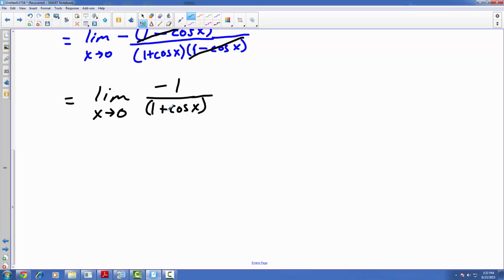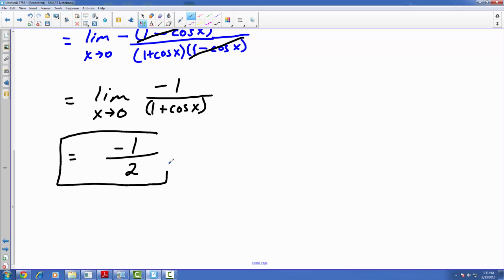And at this point, now we can plug in our value. So when we use direct evaluation, we end up with negative 1 still on top over the cosine of 0, which is 1. So we have 1 plus 1, which is just 2. So our limit just comes out to be negative 1/2. So again, that is example 4F from our 1.3 set of notes.